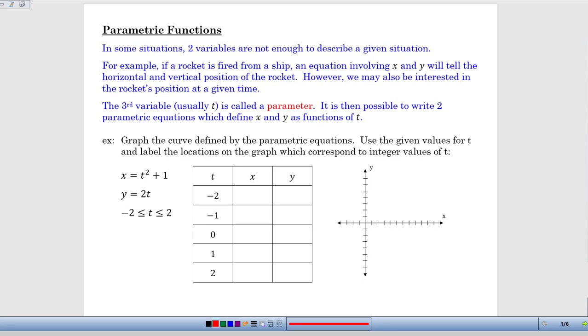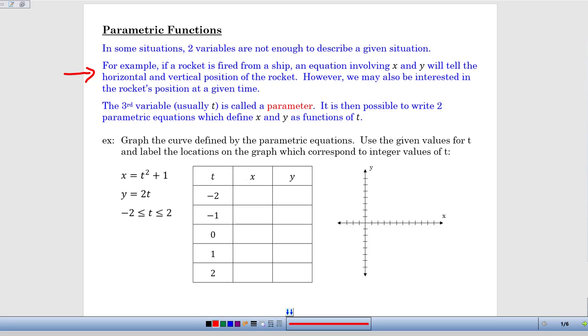So one way that we can expand the amount of information embedded in a graph is to use what are called parametric equations or parametric functions. And so if you think of a circumstance where you're firing a rocket, as it describes here, you have to keep track of the horizontal position of the rocket. You have to keep track of the vertical position of the rocket. So you want to know how far in the horizontal and vertical direction it's traveling.